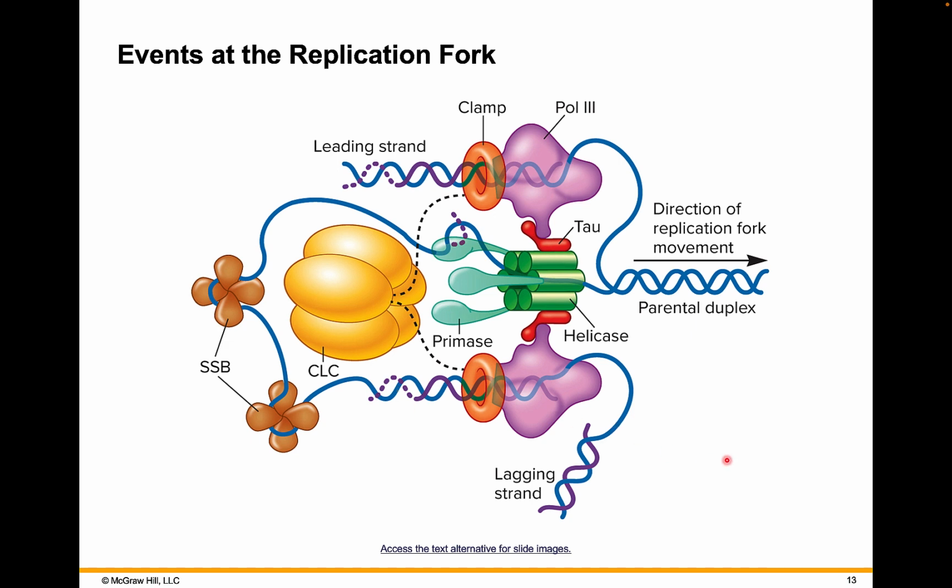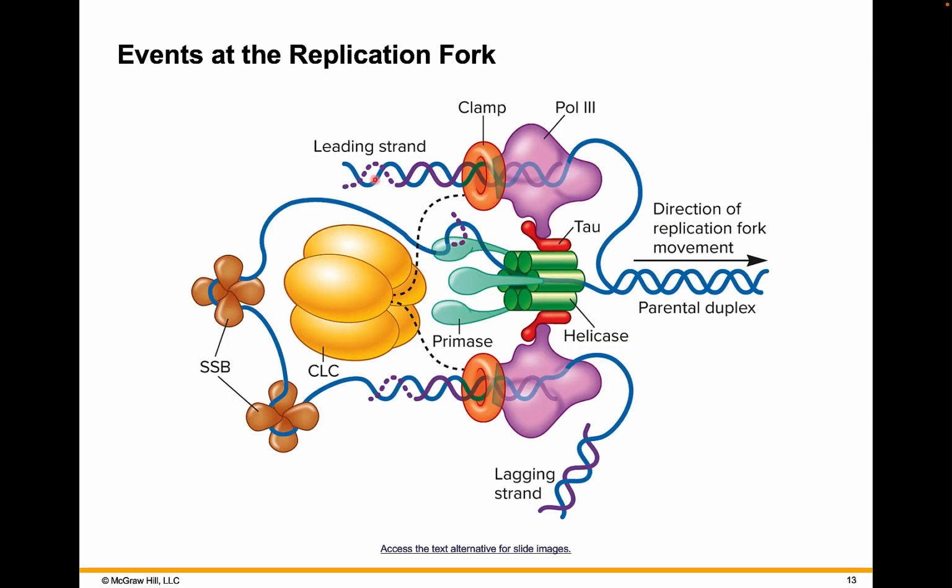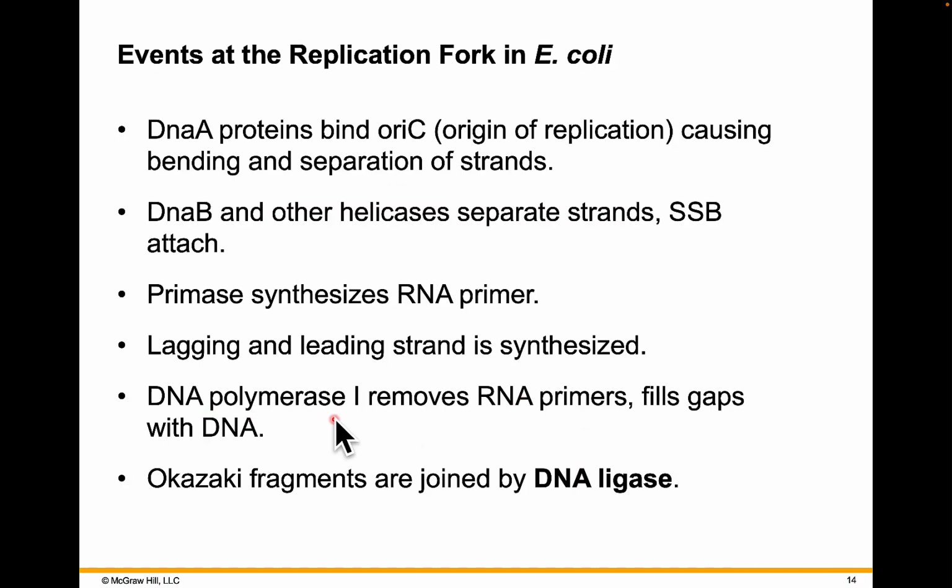All right. So after that, here is the detail of this process. The DnaA proteins bind to the oriC, causing its bending and separation of the strands. We already talked about that. DnaB helicases separate the strands, and the single-stranded binding proteins attach. Primase synthesizes the RNA primer, and leading and lagging strand synthesis proceed. The DNA polymerase 1 now removes the primer. So here, this is the 1. DNA polymerase 3 is the main enzyme, but DNA polymerase 1 removes the primer and fills the gap with DNA. And then the Okazaki fragments and the first primer, which is on the leading strand, just only one in there, is also removed by the DNA polymerase 1, and the DNA ligase is going to join the two strands.